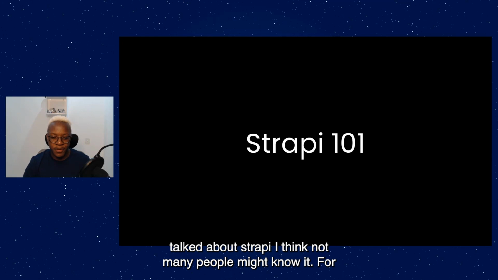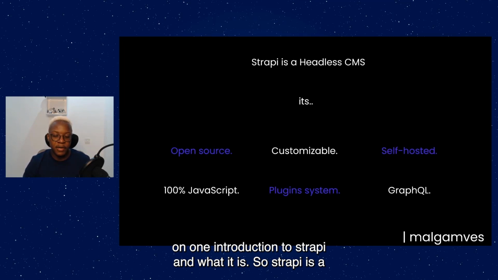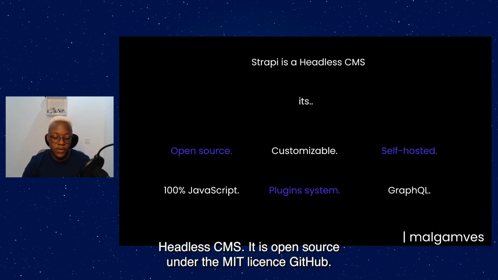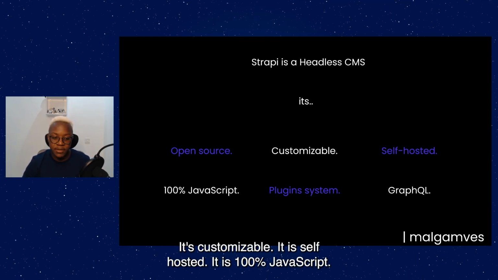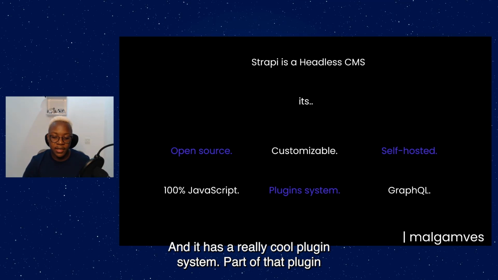I think not many people might know it, or for those who don't know it, let me just give you a really quick 101 introduction to Strapi and what it is. So Strapi is a headless CMS. It is open source under the MIT license on GitHub. It's customizable. It is self-hosted. It is 100% JavaScript, and it has a really cool plugin system.